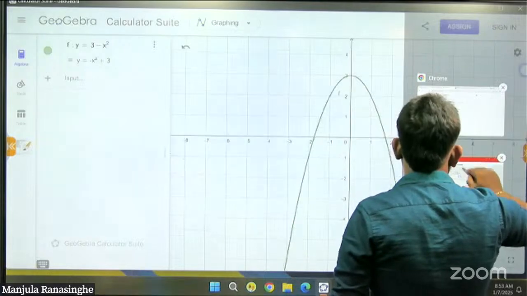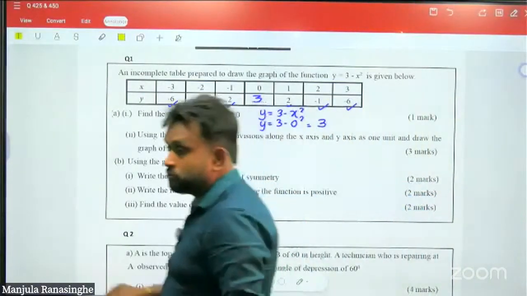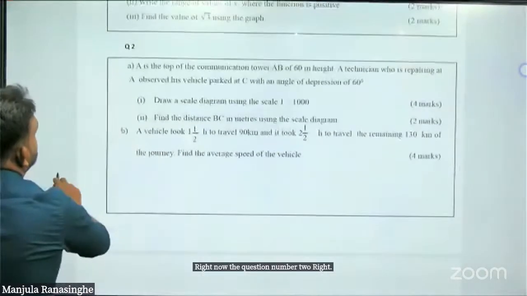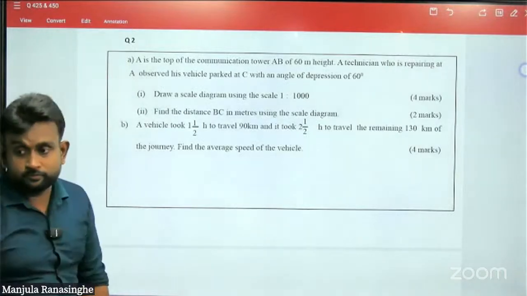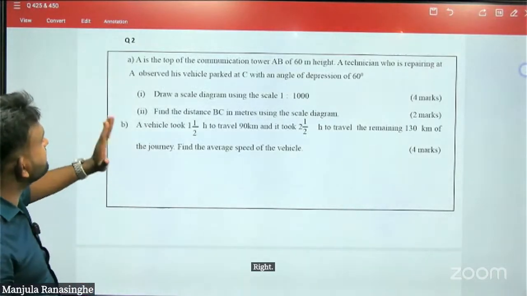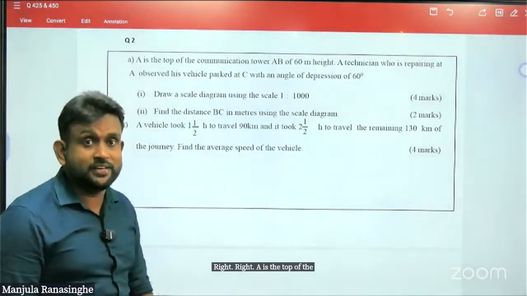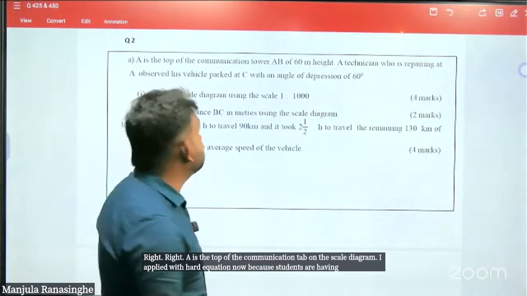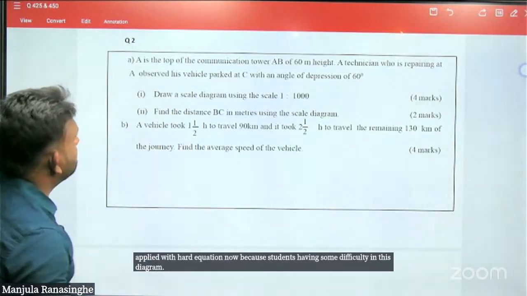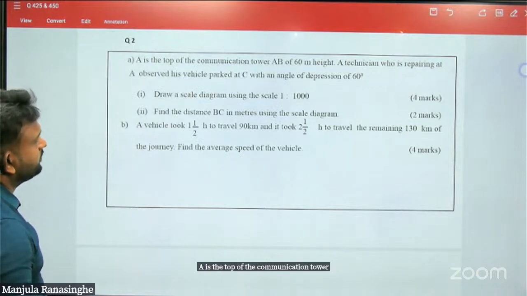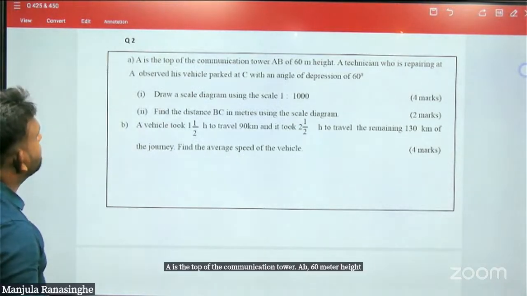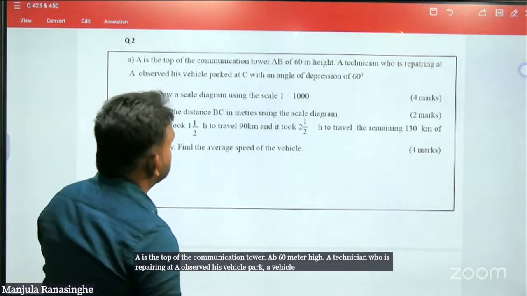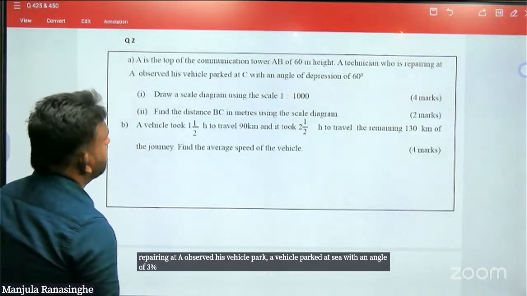Right, now question number 2. A is the top of the communication tower. Now this scale diagram, I applied a bit harder question now because students are having some difficulty in this scale diagram. A is the top of the communication tower AB of 60-meter height. A technician who is repairing at A observed his vehicle parked at C with an angle of depression 60. Draw a scale diagram using this one.